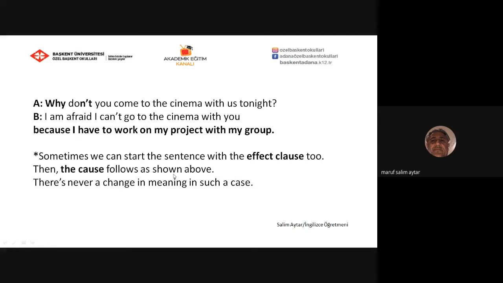Another example is in the form of a dialogue. A friend asks, "Why don't you come to the cinema with us tonight?" And I answer, "I'm afraid I can't go to the cinema with you because I have to work on my project with my group." Sometimes we can start the sentence with the effect. Then the cause follows as shown above.